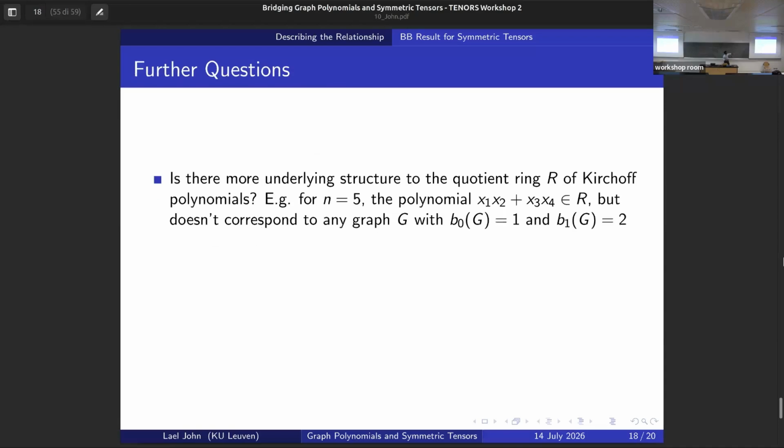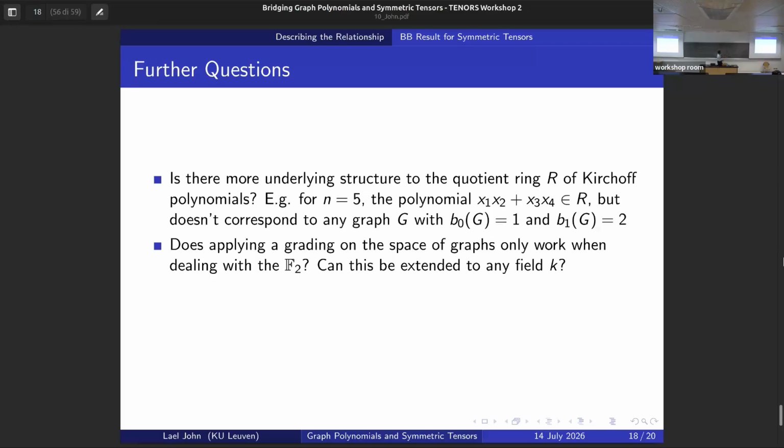So there are further questions. Is there more underlying structure to the ring of Kirchhoff polynomials? Specifically, this example of if I have a graph of size 5, because the polynomial x1 x2 plus x3 x4 does lie in the ring that I have defined, but so far I have not been able to figure out what graph it corresponds to, which is why addition also becomes a conjecture for me. So is there more structure to the ring of Kirchhoff polynomials than I had previously thought? Does that also mean there's more structure to the world of graphs of finite size than I had previously thought?